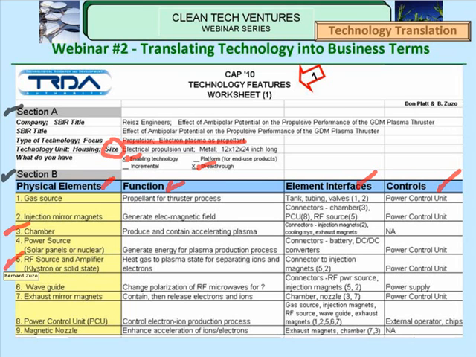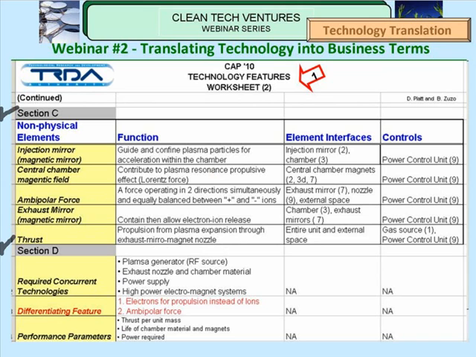The only other one I want to point out is the source for the radio frequency waves. The radio frequency waves function is to produce the heat in order to heat up the gas, which is the main fuel, break it into its molecular parts, separating ions and electrons. The interface happens to be the connector to the injection magnets. Now I know I'm running through this quickly, but I want you to see the effort that it takes in order to start to understand the technology before you can really write about it.